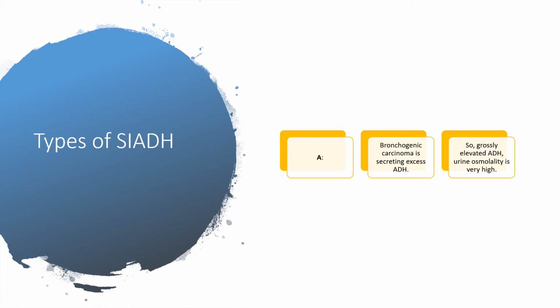So SIADH has different types. There you go. Type A. In this case, we're going to find a situation where there is excess ADH secretion. This could be as a result of bronchogenic carcinoma. So the ADH level will be grossly elevated. Urine osmolarity will also be very high.